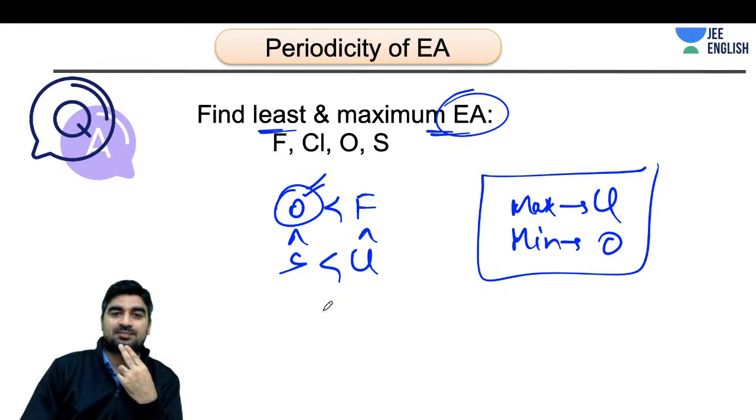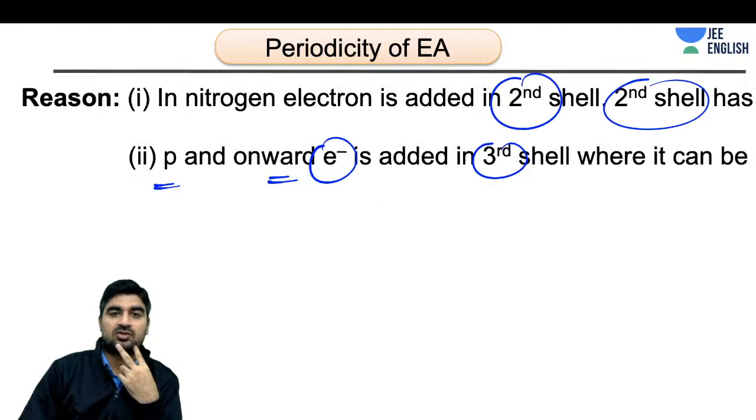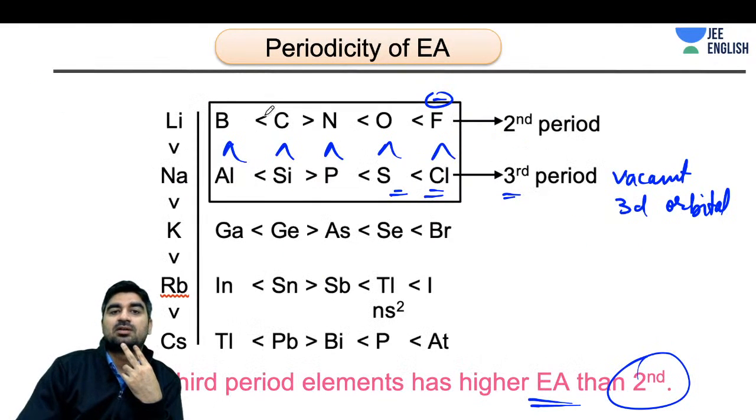Is minimum because we just completed it. In a period it increases. Nitrogen is having almost zero. Got it?